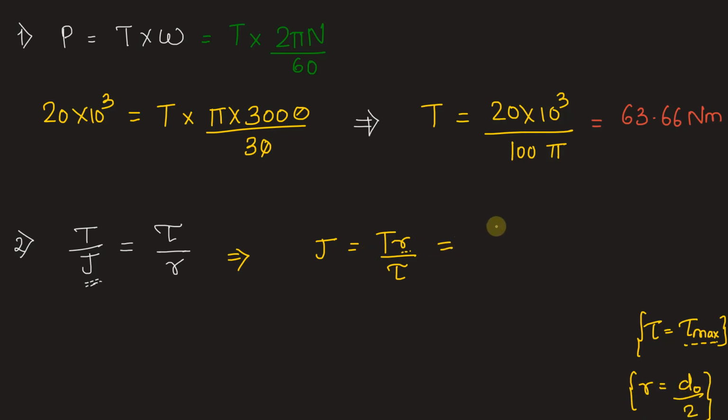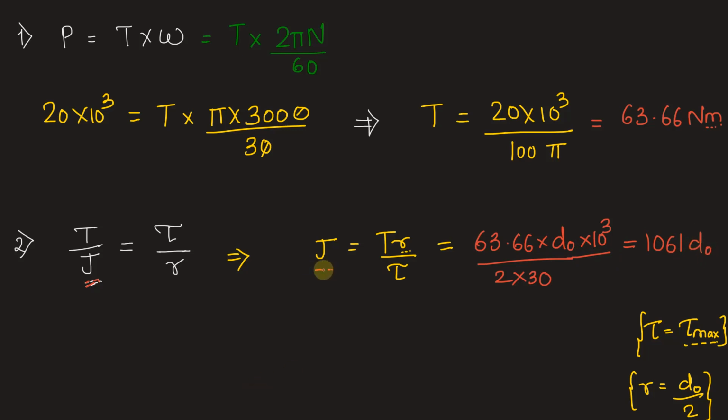After substituting these values, we will get 63.66 into D outer by 2 into tau max, which is given to be 30 megapascal, so it is 30 Newton per mm square. Either we can convert T into Newton millimeters, or we can convert tau max into pascals. We'll convert T into Newton millimeters, which is into 10 to the power 3, because the meter has to be converted to millimeters. Now we'll get the J value in mm raised to 4, which in terms of the outer diameter is 1061 times D naught.